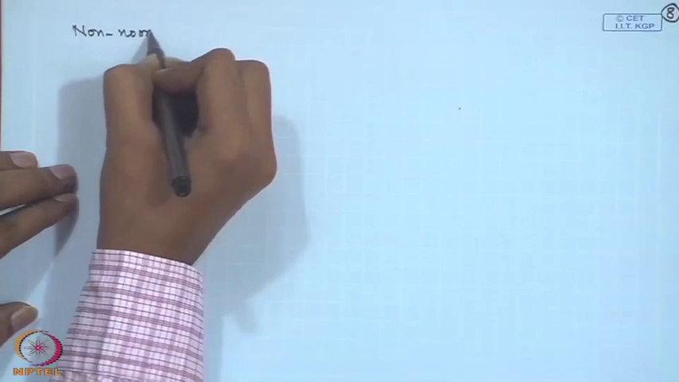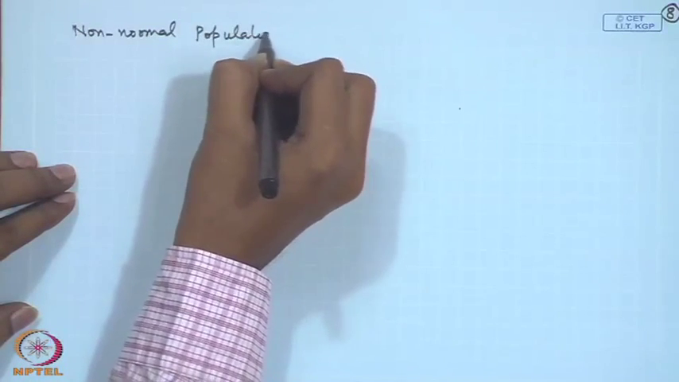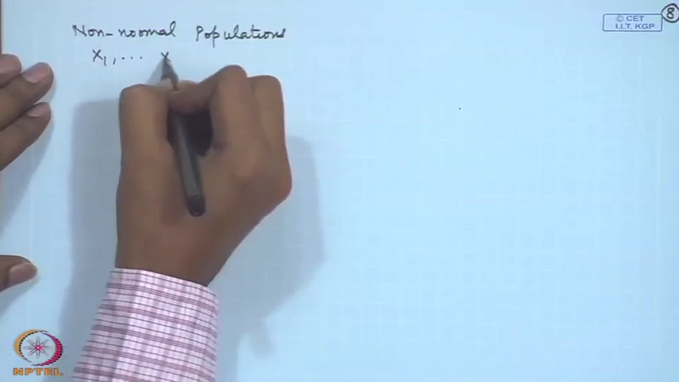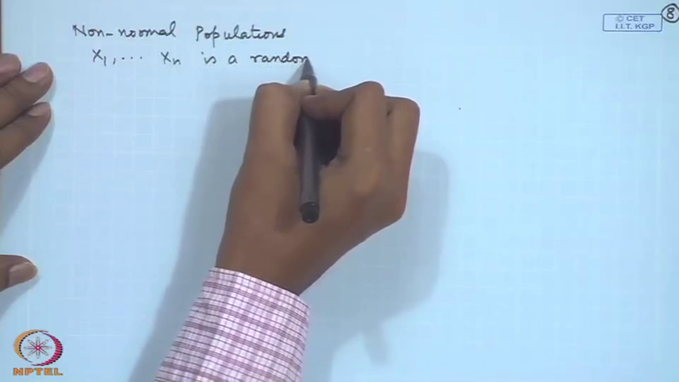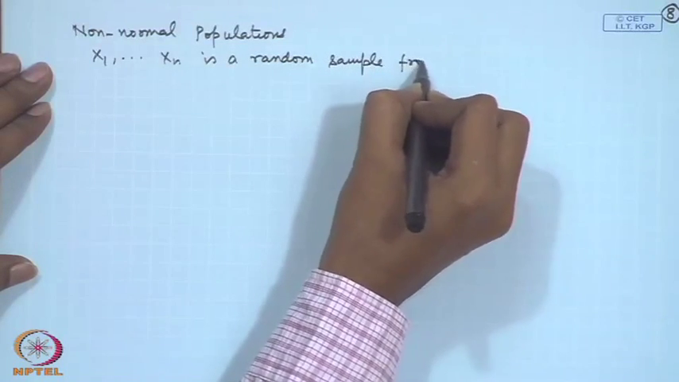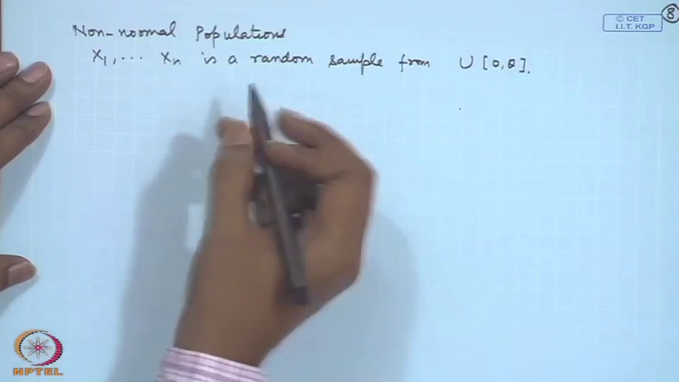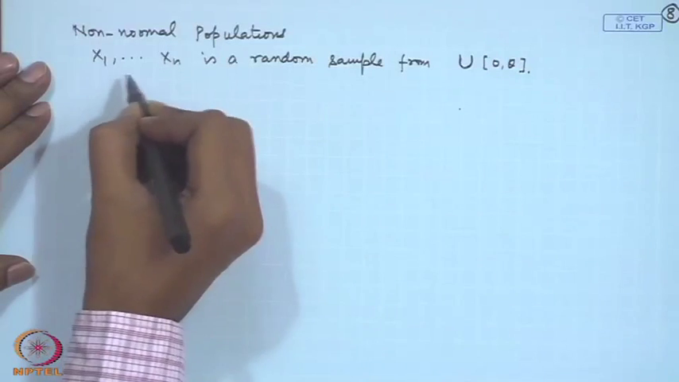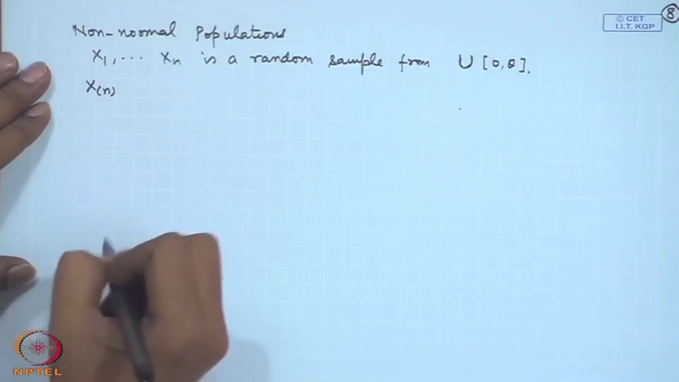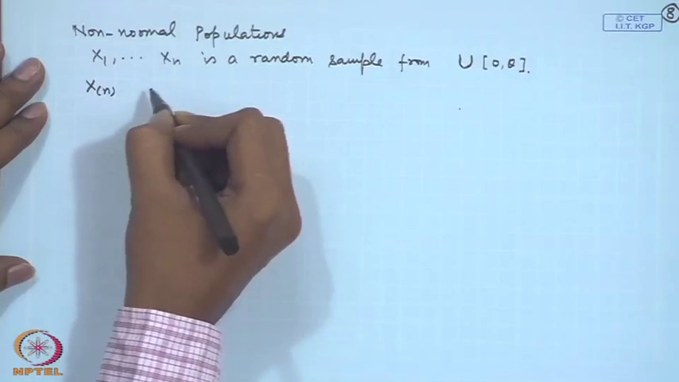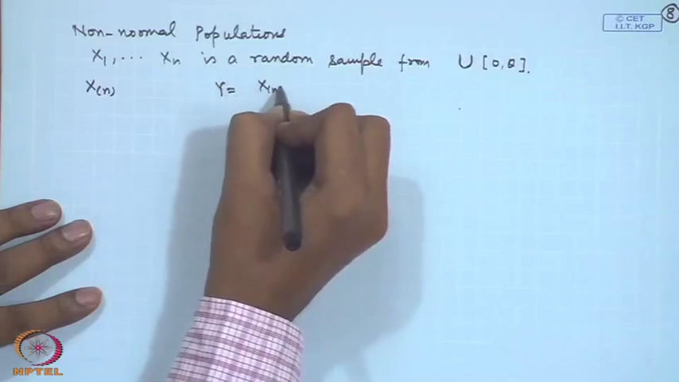Let me give an application where we are dealing with some non-normal population. Let us consider, say, a non-normal population. Suppose x1, x2, ..., xn is a random sample from the uniform distribution on the interval, say, 0 to theta. Now, we can actually construct the confidence interval in various ways, but I will consider the sufficient statistic. So, xn is the sufficient statistic and we know the distribution of xn. In fact, in the previous lecture I have given the form of the distribution of this one. Let us consider say y is equal to xn by theta.